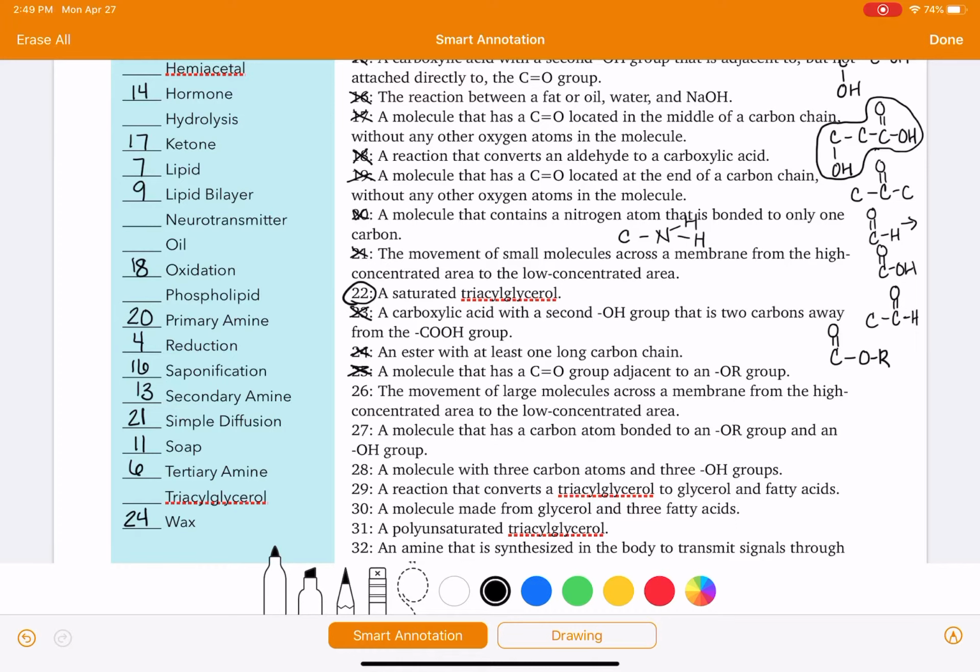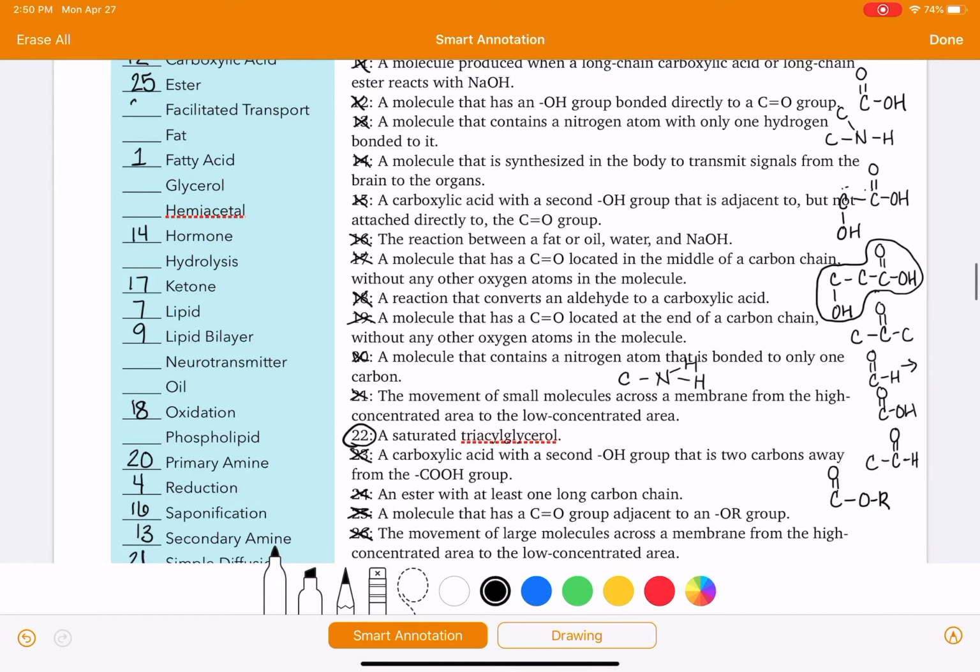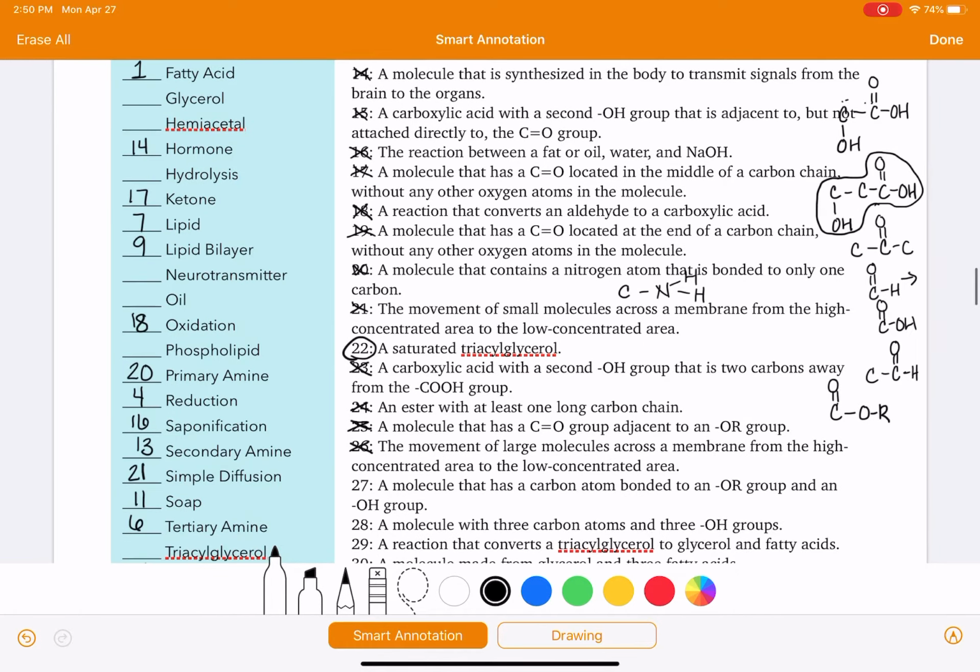Movement of large molecules across a membrane from high to low is facilitated transport. A molecule that has a carbon atom bonded to an OR group and an OH group. Oh, that's a hemiacetal. A molecule with 3 carbon atoms and 3 OH groups. Oh, that's glycerol. I drew it on its side, but that's glycerol.